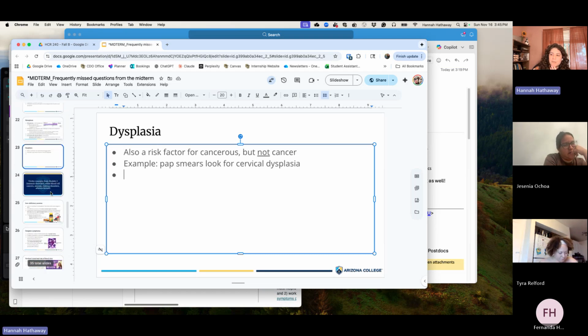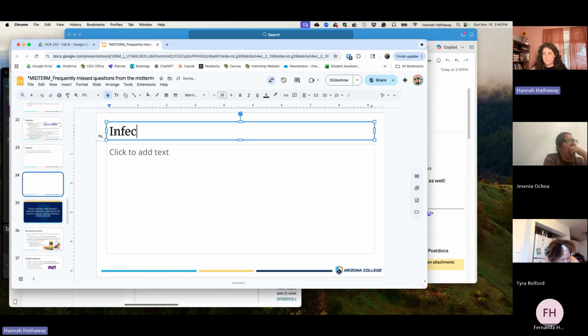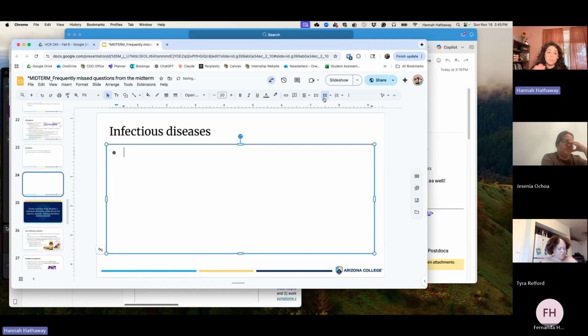Is that all my module 1 stuff? I'm trying to think what other tricky things there are for module 1. Usually you guys tend to do great on the infectious disease stuff because you remember a lot of this from micro. So this is a place, once again, to prioritize your time. I think a lot of the infectious disease things are easier.